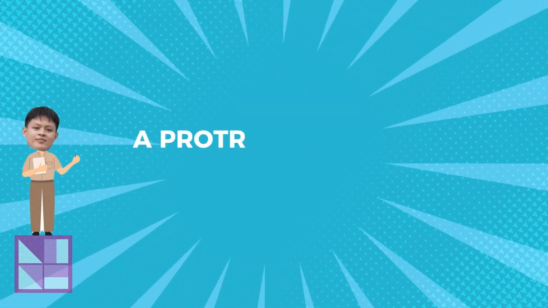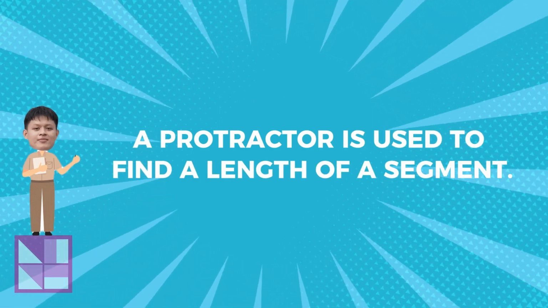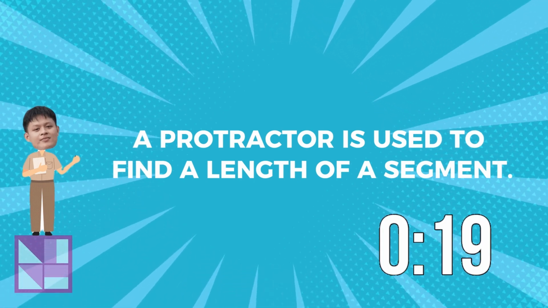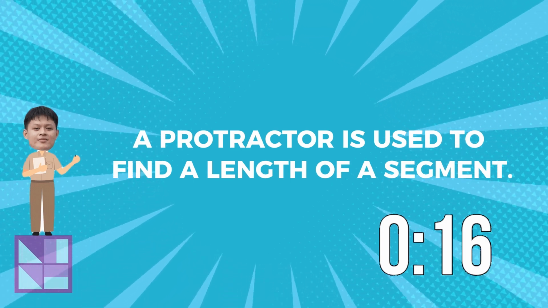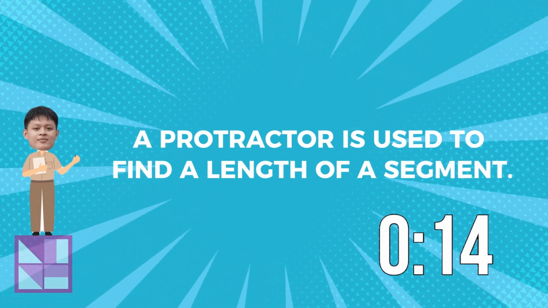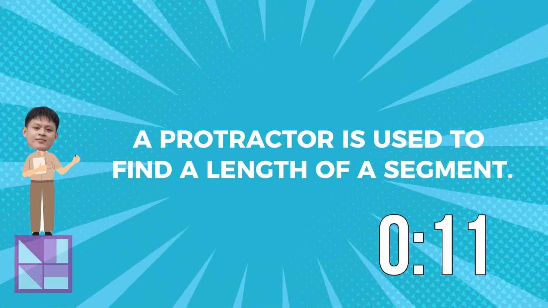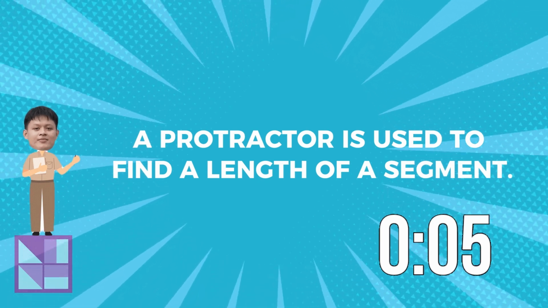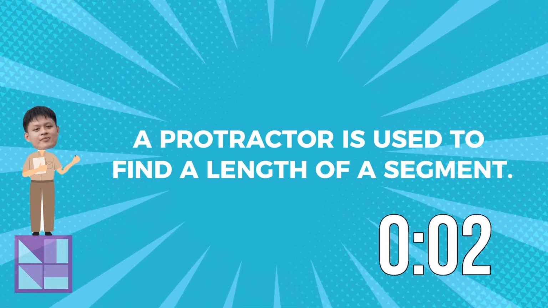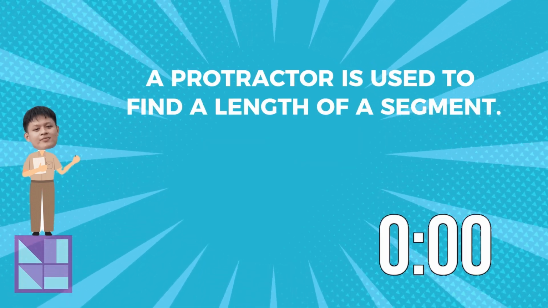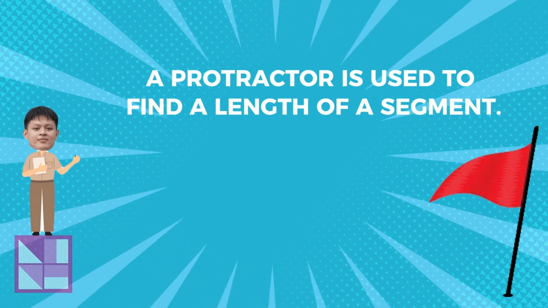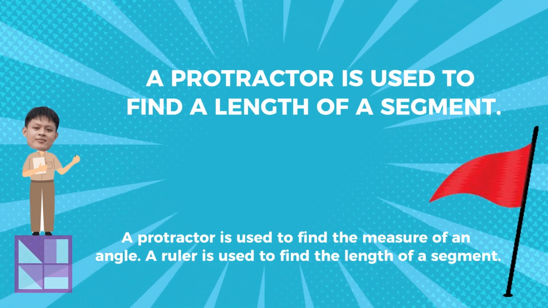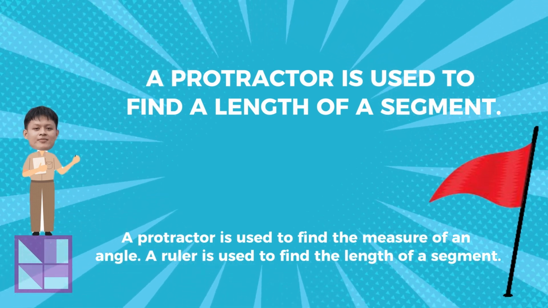Item number 4. A protractor is used to find the length of a segment. Green flag or red flag? Time's up. The correct flag is red flag. A protractor is used to find the measure of an angle. A ruler is used to find the length of a segment.